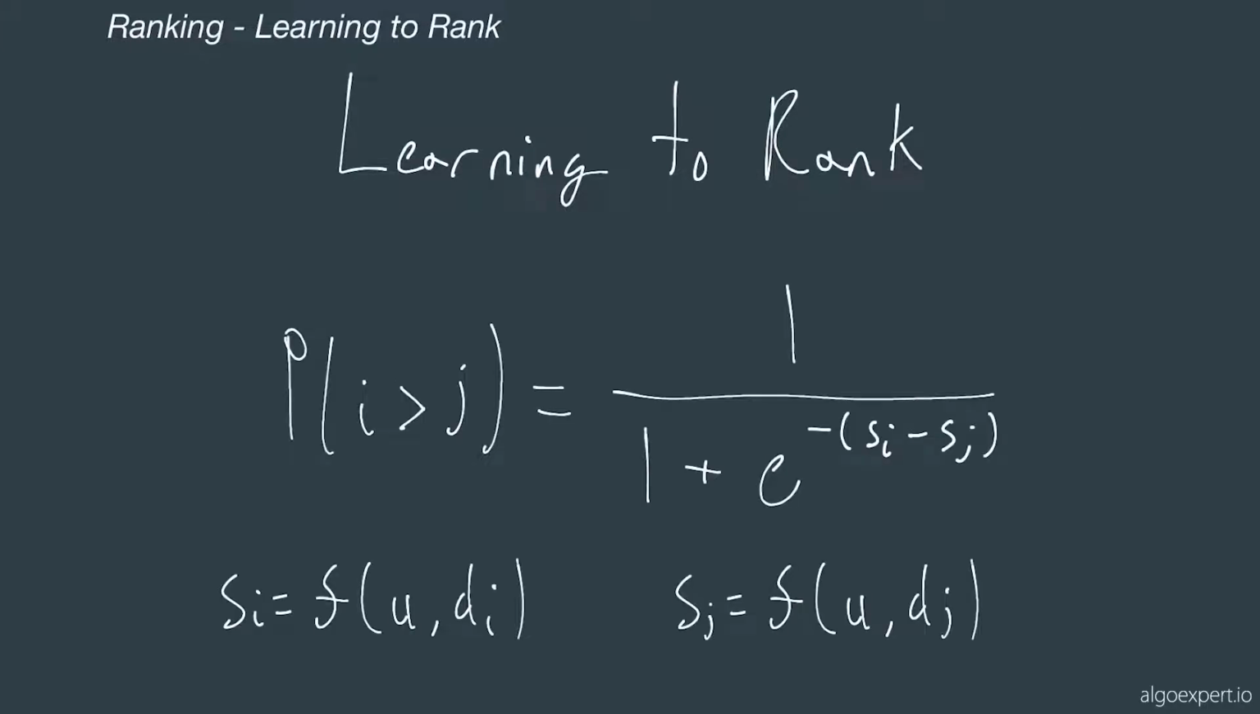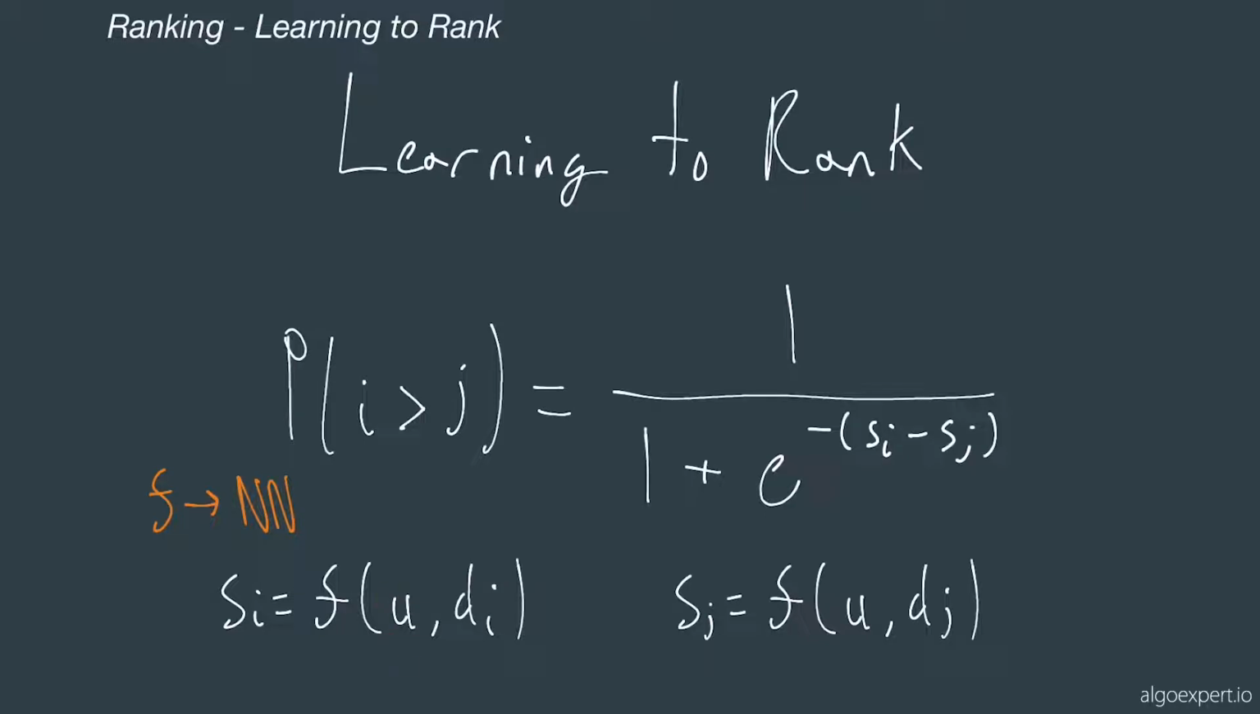Learning to rank takes some probability that some post i should appear before some post j. It's modeled as a sigmoid here of Si and Sj. Si is going to be the output for some particular user and some document i. Here, document and post are synonymous. And Sj is the output of some function given a particular user and document j. These functions here are actually just neural networks.